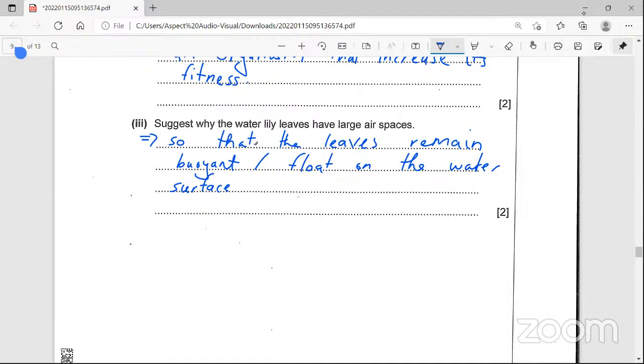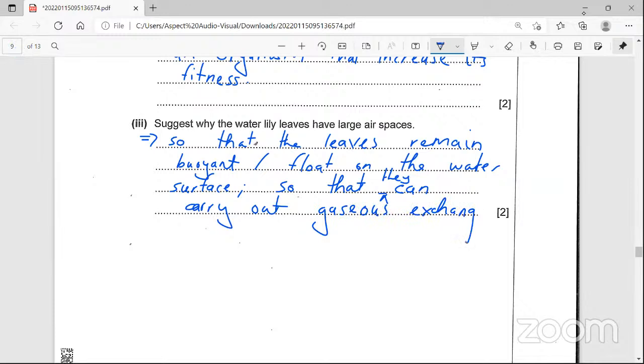On the water surface, so that they can carry out gaseous exchange. Are we together? Gaseous exchange.